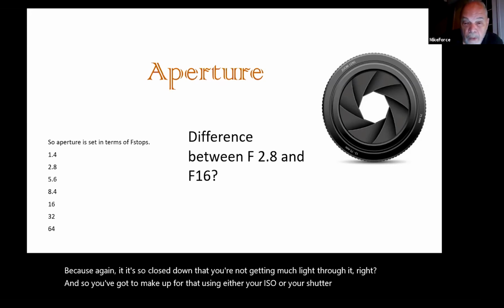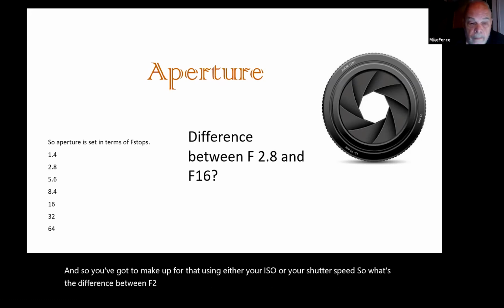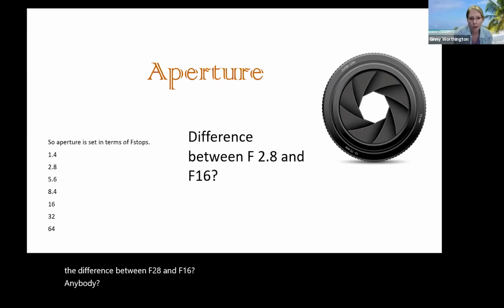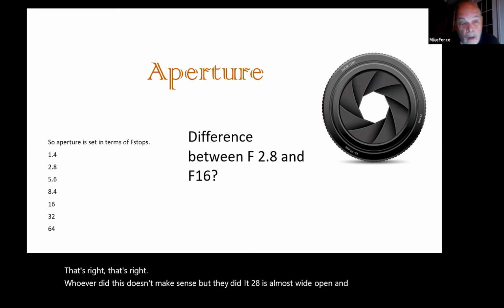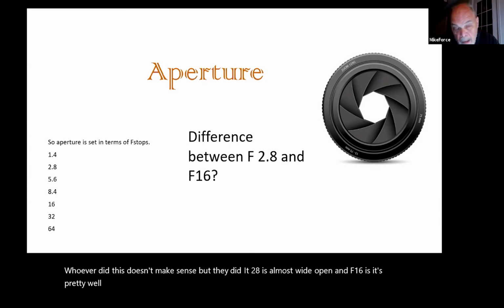So what's the difference between f2.8 and f16? Anybody? F2.8, the aperture is almost closed down and open. Isn't it? Sorry. Yeah, the other way around. Yeah, that's right. That's f16, closed down. Whoever did this, it doesn't make sense, but they did it. 2.8 is almost wide open, and f16 is pretty well closed down for an aperture.